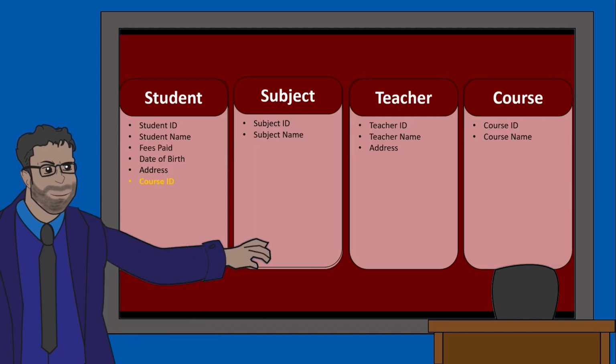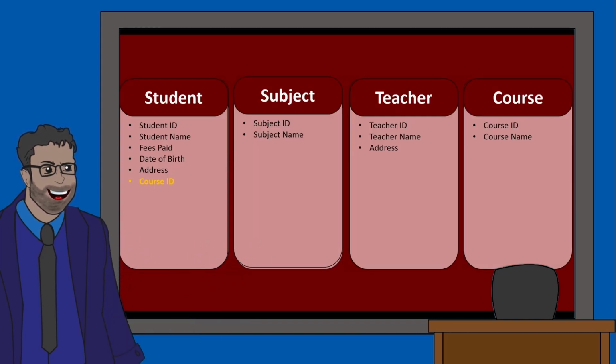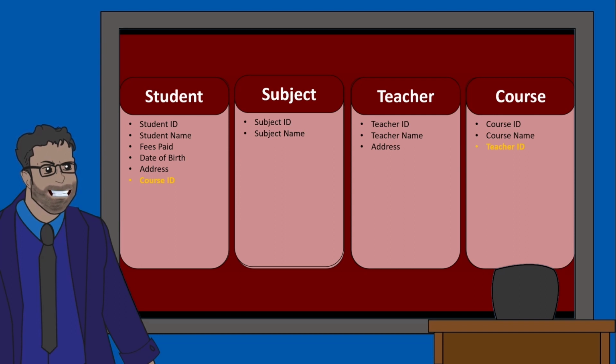this. For the teacher, a teacher can have many courses, so the teacher ID goes into the course table, making our tables look like this. Now for subjects. Well, subjects are a little different, as subjects have many students and students have many subjects. So what do we do? Here we have what's called a many-to-many relationship.